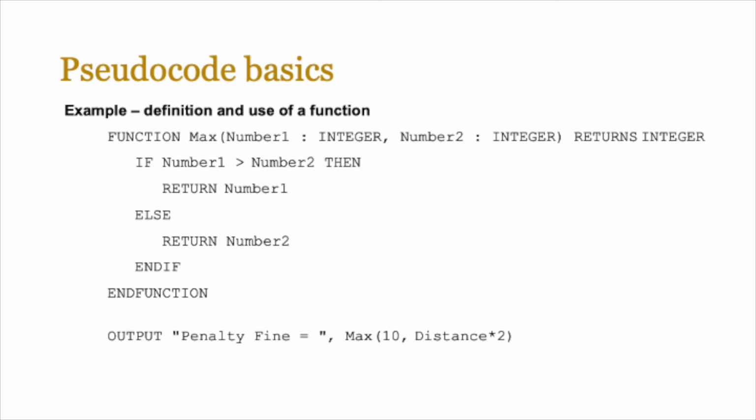So in this particular case, if number 1 is greater than number 2, then you return number 1, else you return number 2. So it's just a comparative value that's returned to find out what the maximum is out of 2 numbers. And then you simply output whatever was needed.